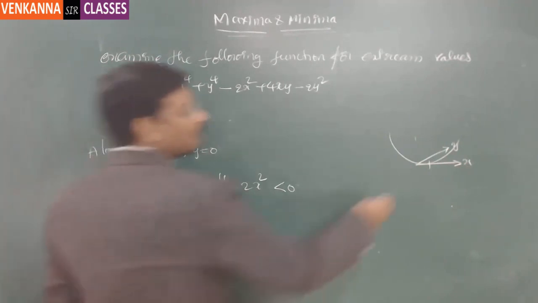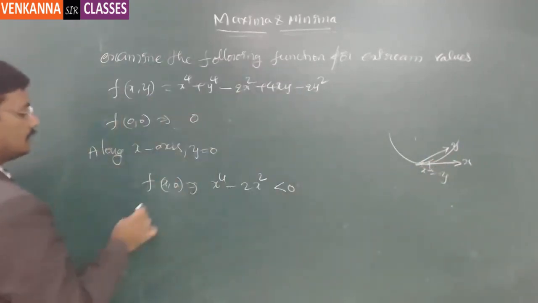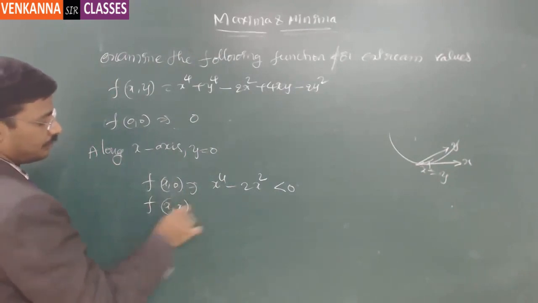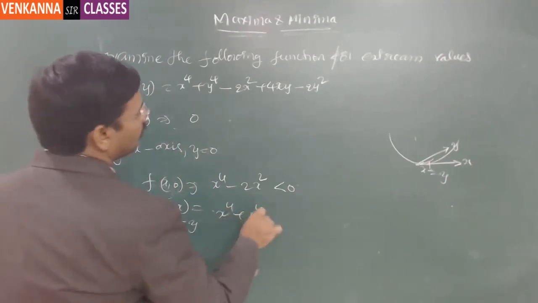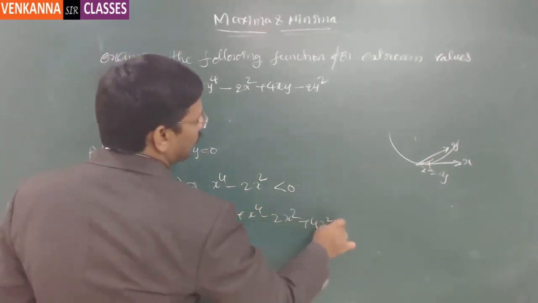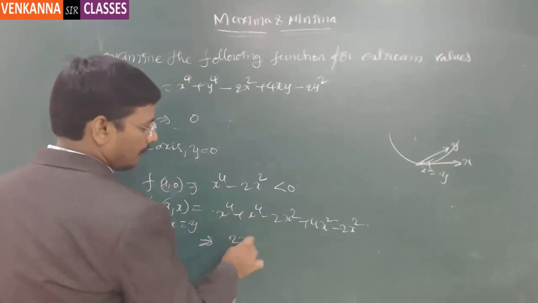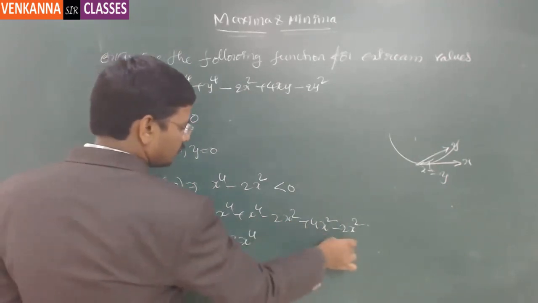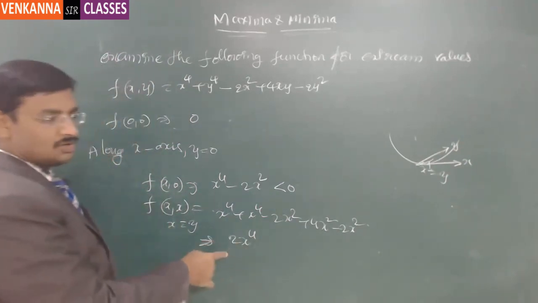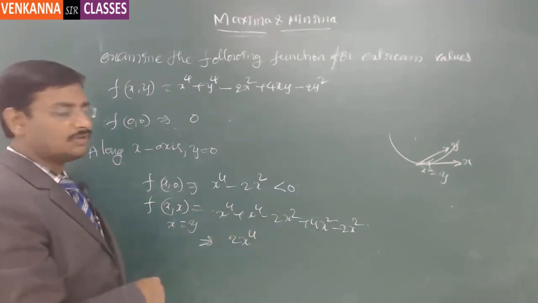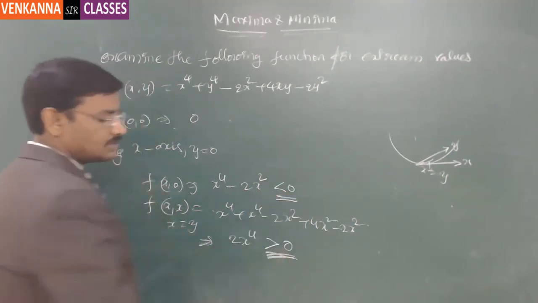Now actually you take one more line, maybe somewhere in between, x is equal to y line. So x is equal to y line, if you take it, f of x comma x, because x is equal to y. Now in this equation, x power 4 plus x power 4 minus 2x square plus 4x square minus 2x square. So this value is coming out to be 2x power 4 minus 2x square minus 2x square plus 4x square. Now take this one. This value, whatever may be the value of x, in and around x is equal to 0 and y is equal to 0, this is always a positive number. So this is less than 0 and this is greater than 0.